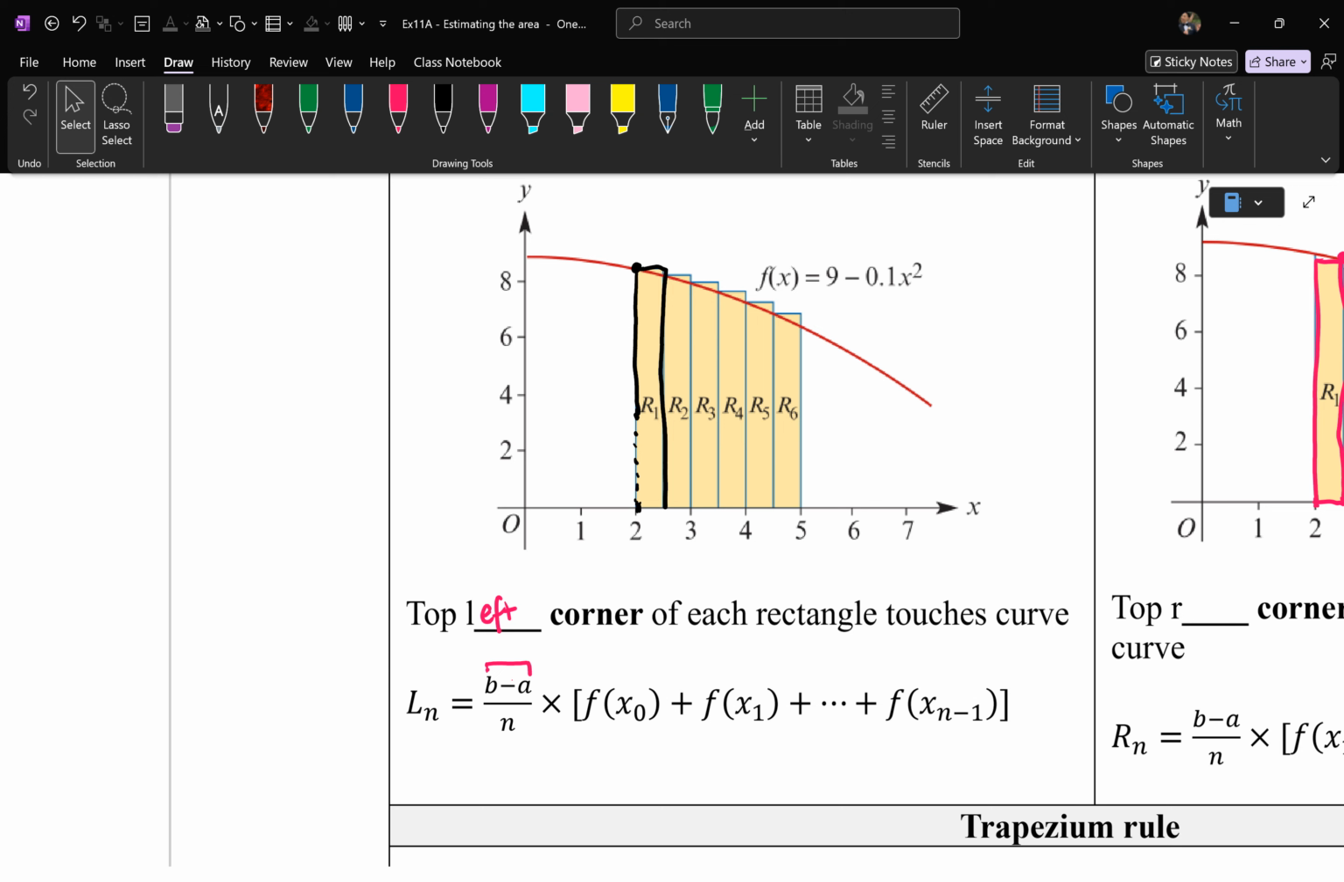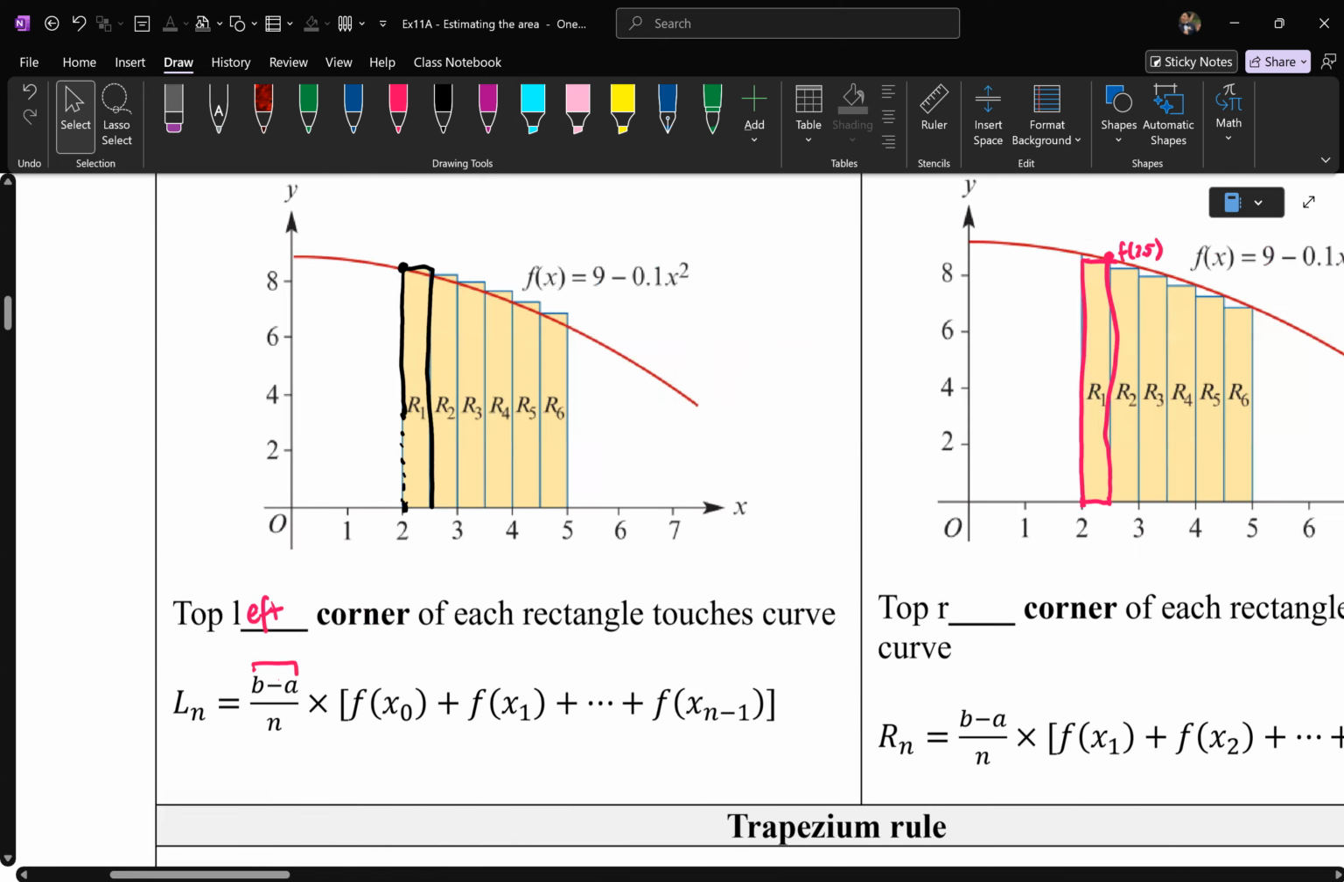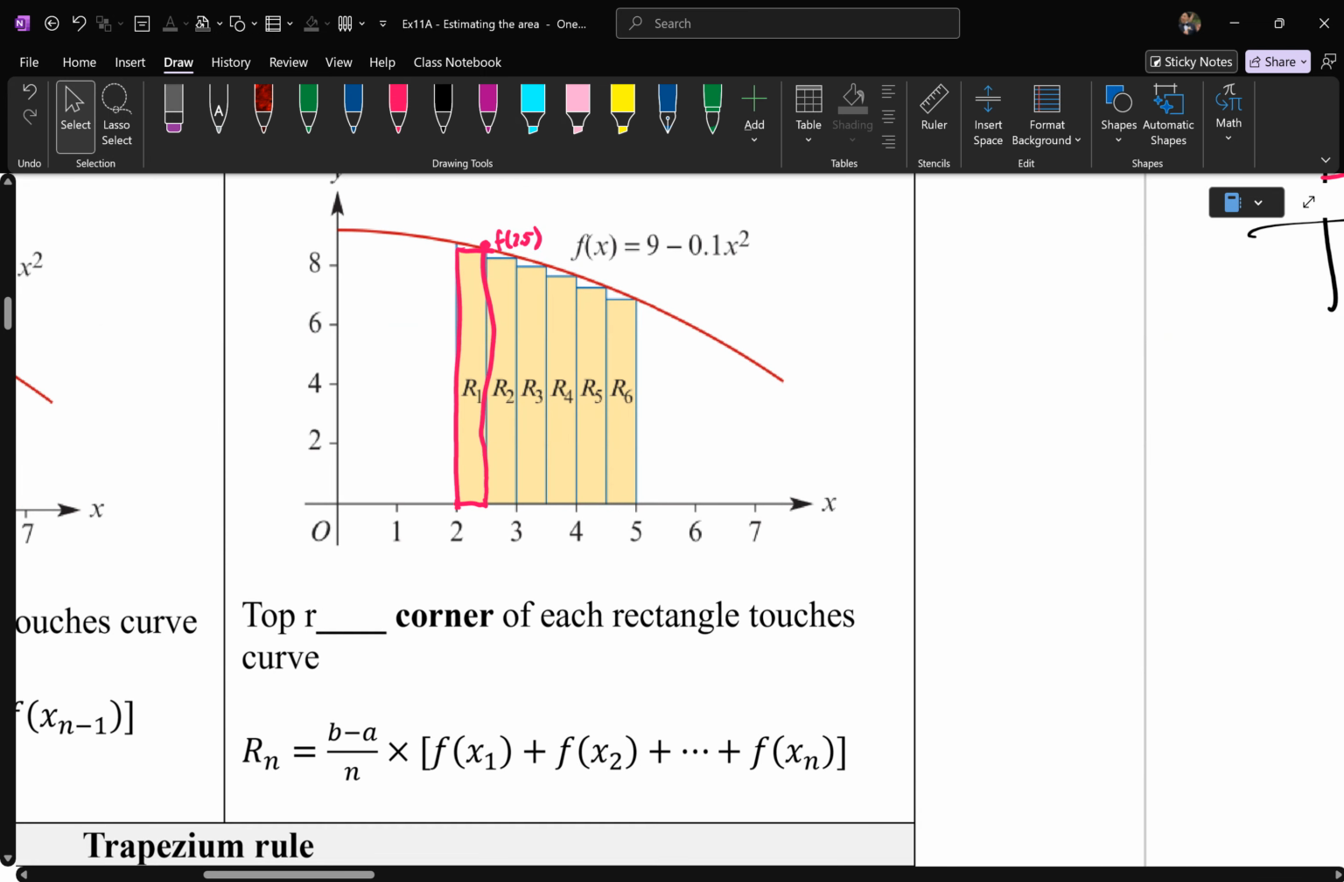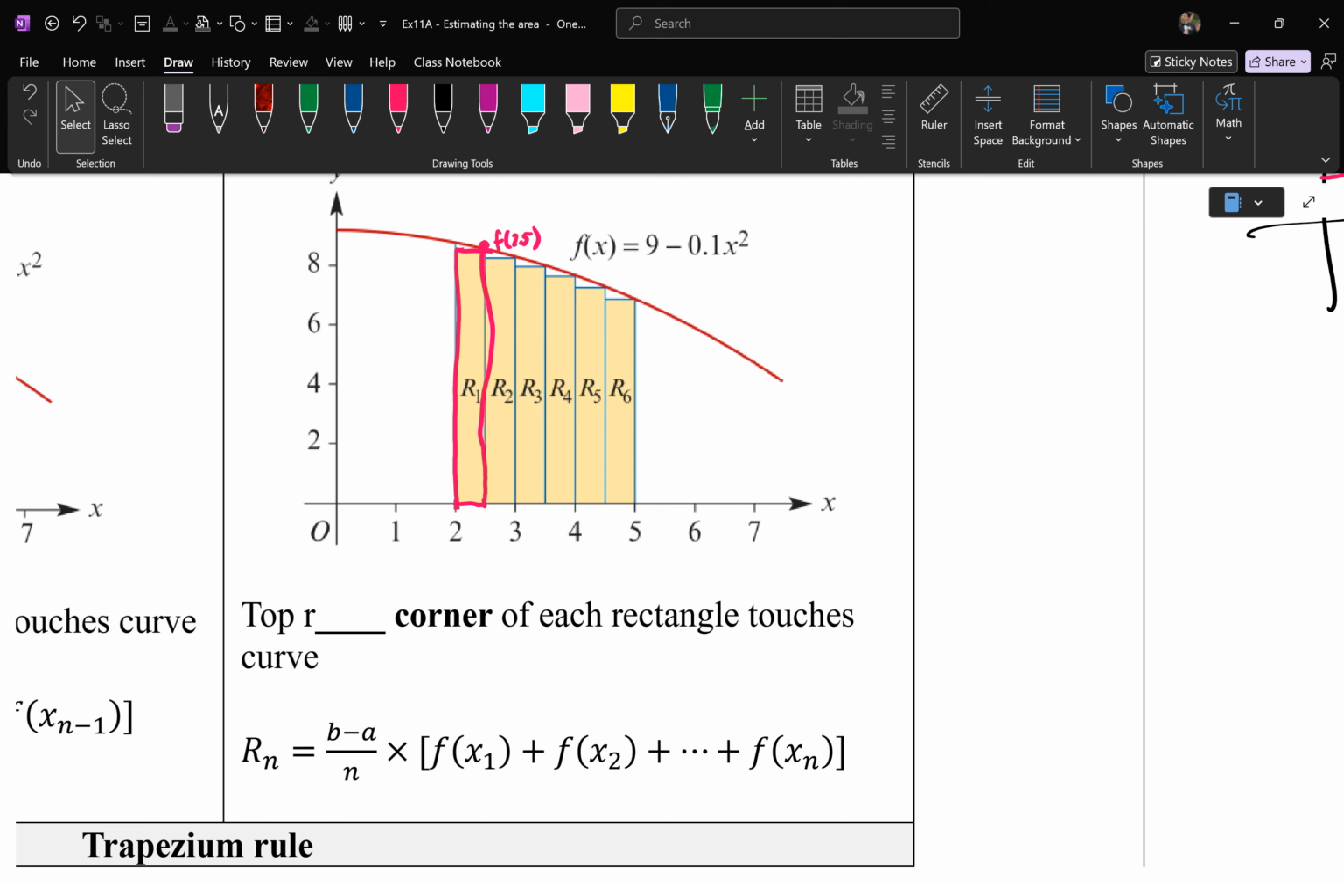Times length. Plus the width, times length again. Times width, times length. That's why it's x0, x1, x2, all the way to xn minus 1, because it's always one less in the final. Whereas in the right-end estimate, you can see it's the other way. We don't use the first one. We use x1 because it's the right one. But that also means you use the end point, which is xn. Okay? So that's what the formula is.